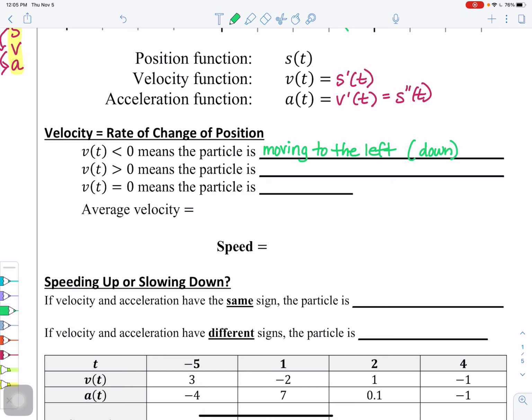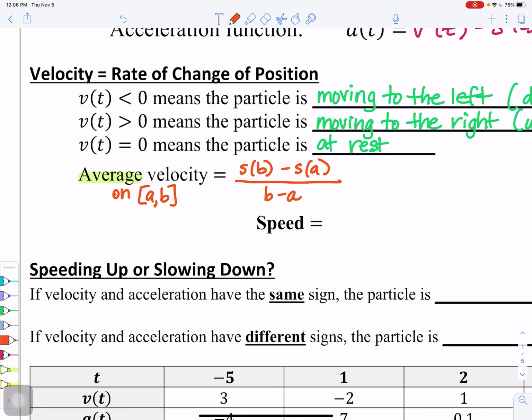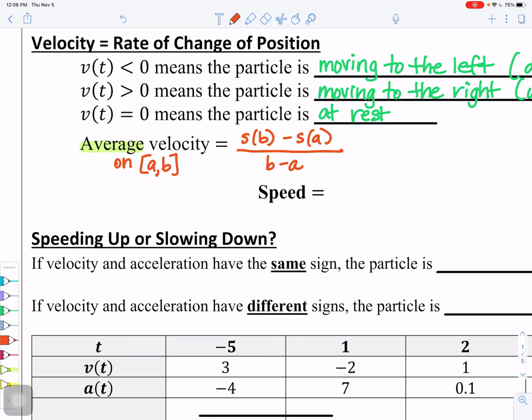We want to clarify average velocity. We want to be very careful we don't get these mixed up. The key word here is average. And the average velocity on an interval, let's say on AB, on that time interval, is S of B minus S of A all over B minus A. Okay? So we want to make sure we don't get average velocity mixed up with the velocity.